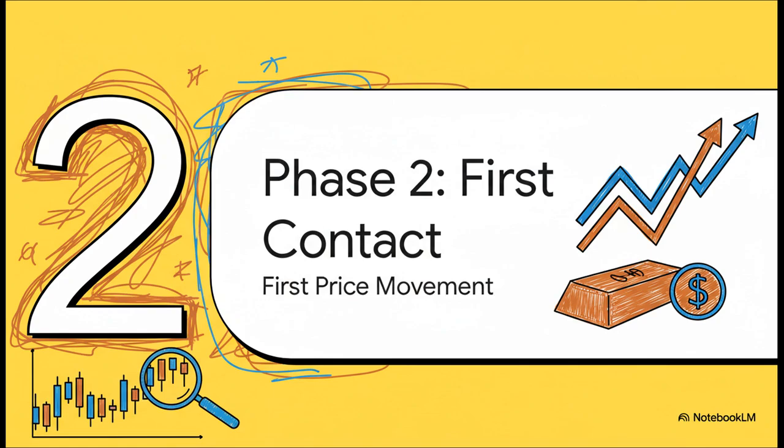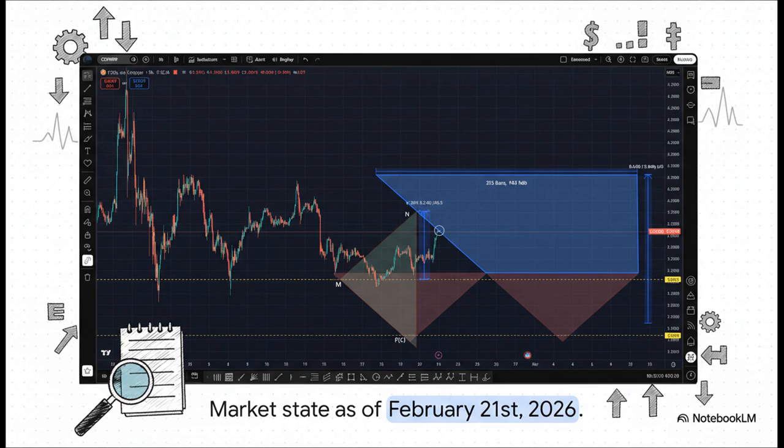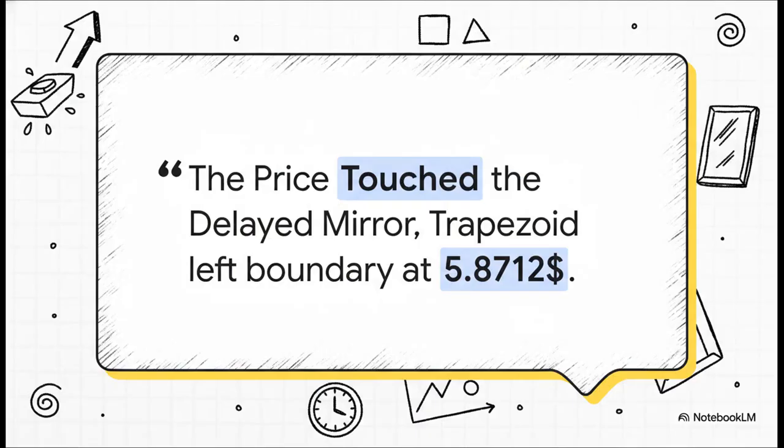We're moving on to phase 2, first contact, which picks up the story just a few days later on February 21st, 2026. And here's the chart from that day. You can see pretty clearly the prices made a move since the cycle started. So, what was the key event that the documentation pointed out? Well, this was the big first contact moment.